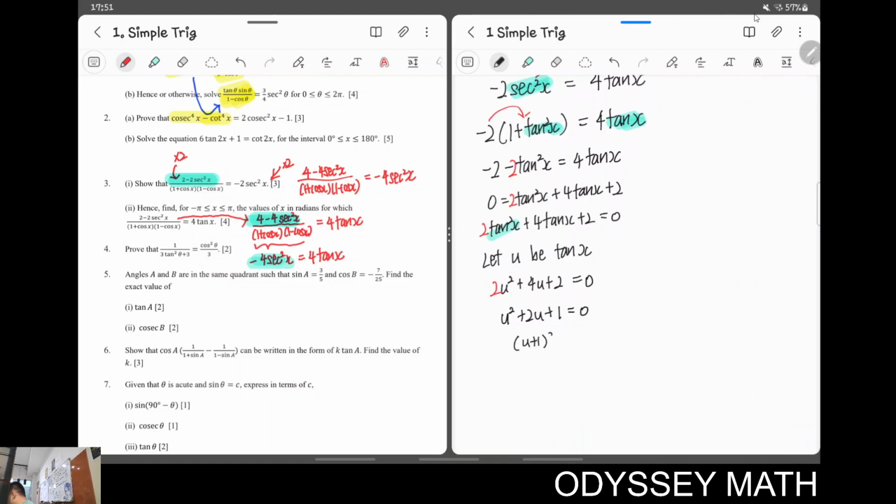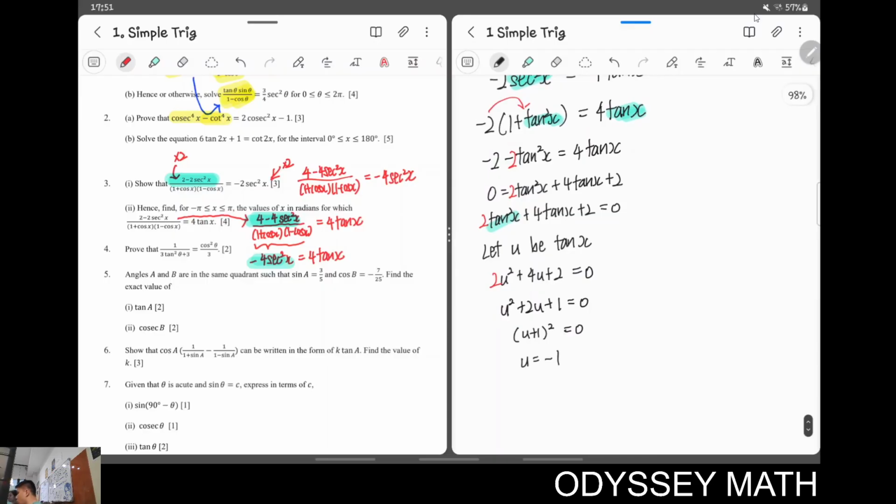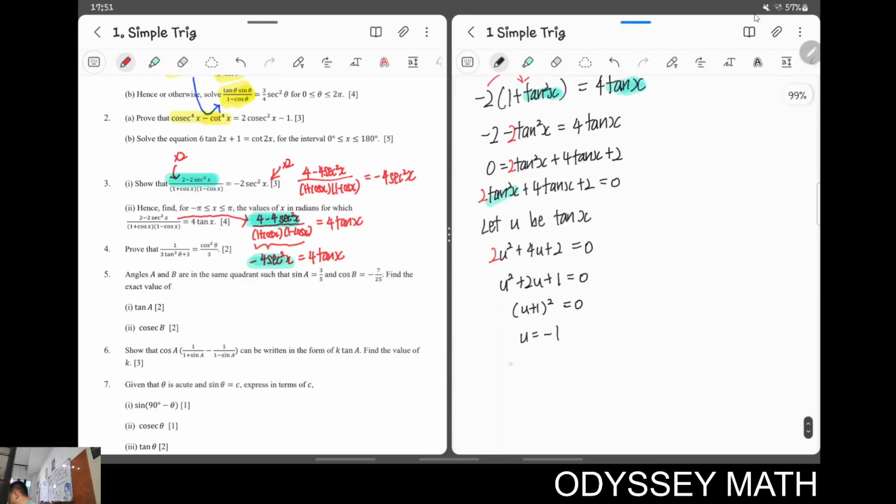So factorizing this, we solve for u. U equals to minus 1. But remember, some students actually stop here. We are not solving for u. We are solving for x. So replace the tangent x back inside.